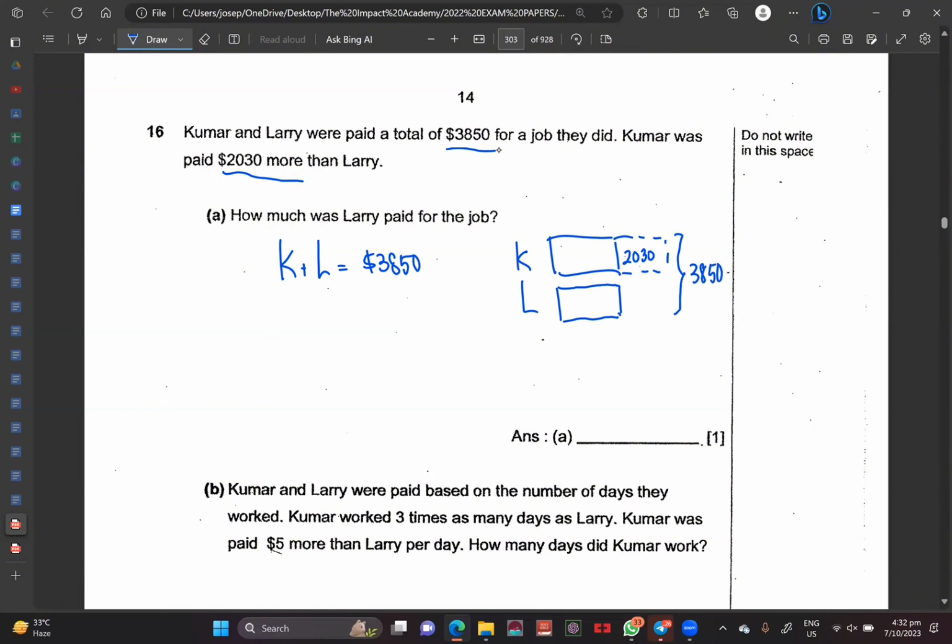Okay, so what I want to do is really just 3,850 to find this 1 unit and 1 unit, right? Larry is 1 unit. I'm just going to do 3,850 minus away 2,030. So that basically will help me to find my 2 units. 3,850 minus 2,030 will get to 1,820. So then I want to find my 1 unit. 1,820 divided by 2, I get to 910.